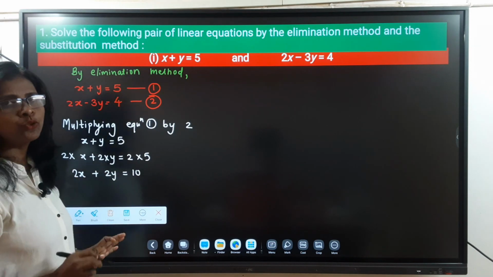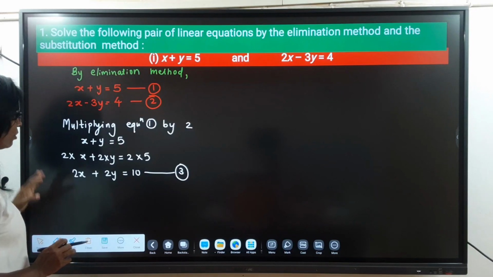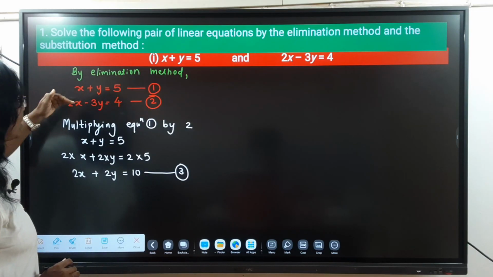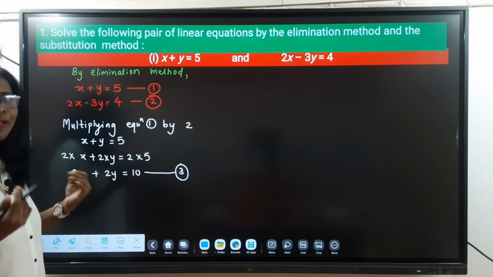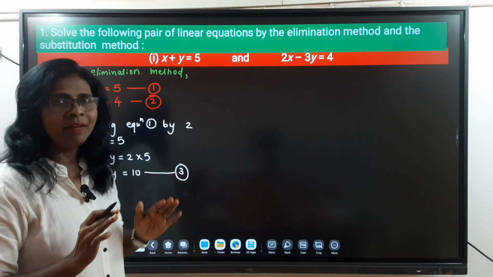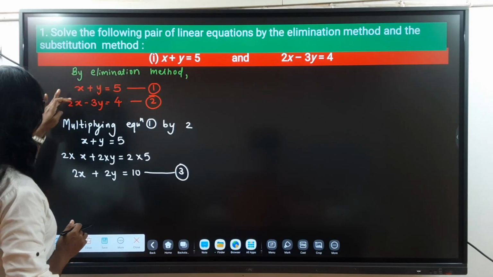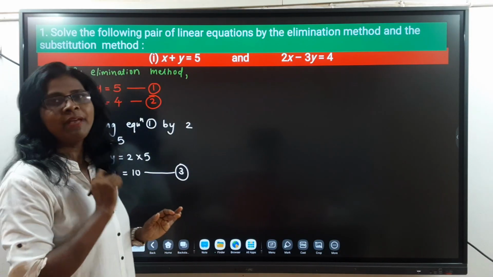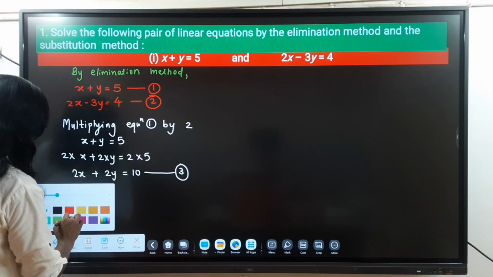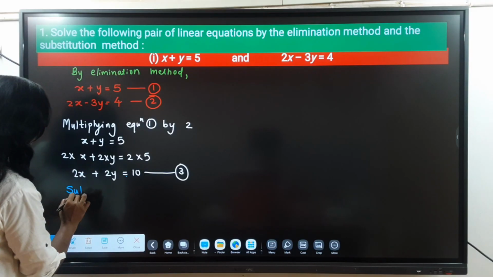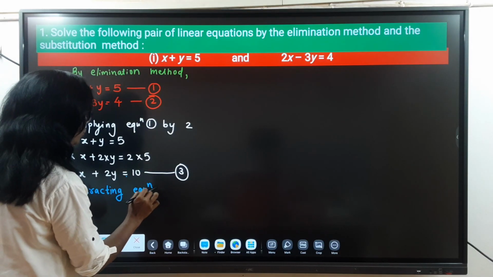Now this is a new equation, students, so we call it the third equation. Now students, observe the second and third equations. Here 2x and here also 2x, the coefficients are equal. So now we eliminate the x variable. So I write down, subtracting equation 2 and 3.